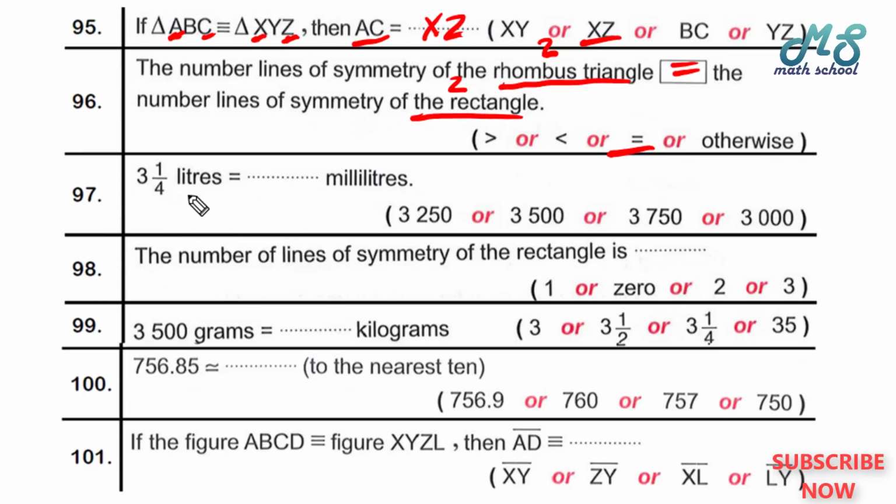3 and 1 over 4 liters equals how many milliliters, Mister? Of course 3 liters is 3000 and 1 over 4 is 250. If you want to do it easily, convert it to a decimal, easier for you: 3.25, and then times 1000. Mister, just move the decimal point to the right 3 digits, we studied it. So you will have to add 0. So we get 325 and add 0, or bring down 0, we get 3250. So the correct answer is 3250.